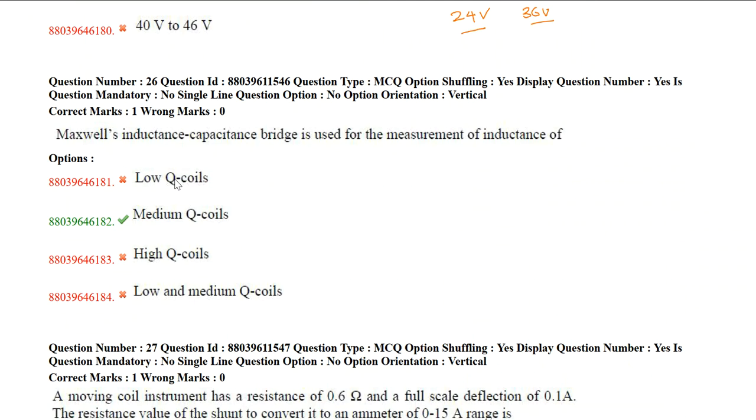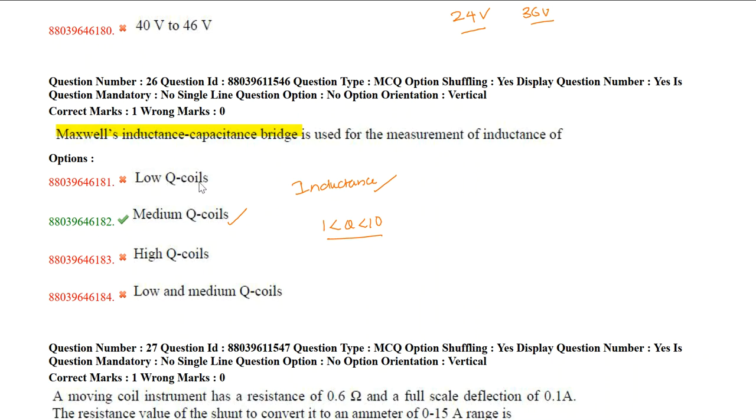Okay, next one, the question here is: Maxwell inductance capacitance bridge is used for the measurement of inductance of what? So Maxwell inductance capacitance bridge is used for the measurement of inductance which is in the range of 1 less than Q less than 10. That is a medium range of inductance. So it is used for the measurement of medium Q factor, with the range 1 less than Q less than 10.